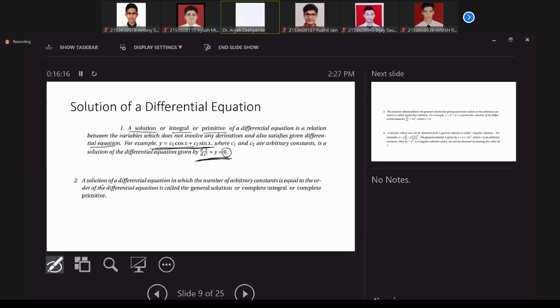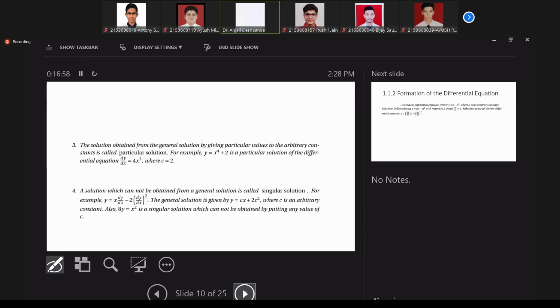Now, what are the different ways of classifying these solutions? The first way is a general solution, also called a complete integral or a complete primitive. When do we say that a solution is a general solution? If the number of arbitrary constants is equal to the order of the differential equation. All right, are you following the train of thought? You know what is order, right? Yes, ma'am. So if the number of arbitrary constants generated is equal to the order, then it is a general solution, or complete integral, or complete primitive.